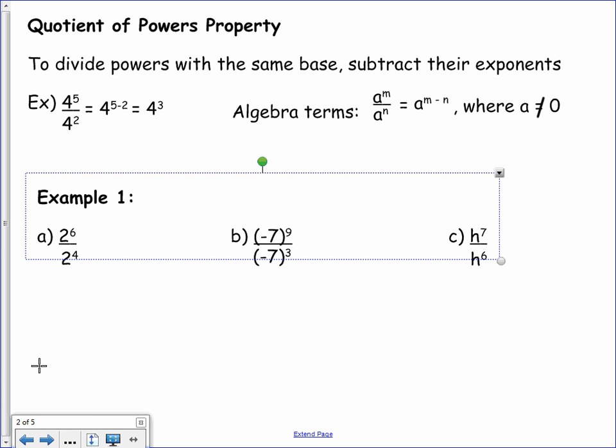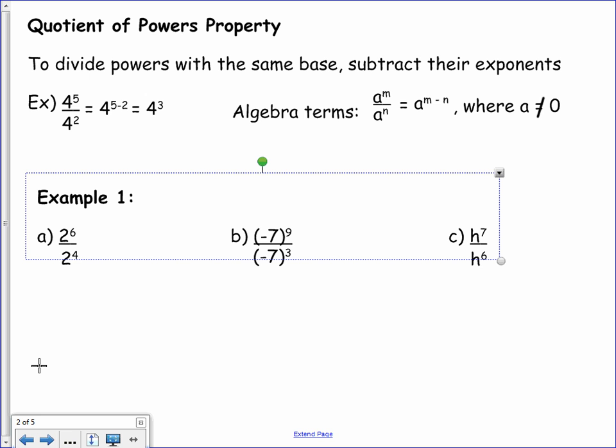Just like with the product of powers property, when we were multiplying powers with the same base, we added their exponents. Now when we're dividing powers with the same base, we are going to subtract their exponents. So 4 to the 5th divided by 4 squared, the base is still 4. It only works if you have the same base. Then we subtract the exponents, 5 minus 2, and that gives you 4 to the 3rd power.